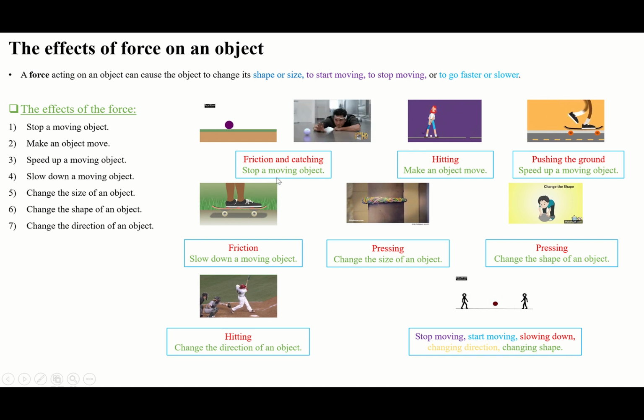That's why we say when we have forces, something is going to change. We have friction here, so this ball is going to stop, and we have catching, where the man is going to catch the ball, so the ball again stops. So we understand that by these two forces we can have a stopping moving object. It's a kind of change around us.